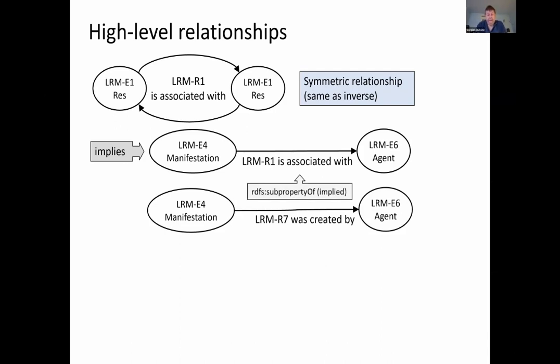The LRM also provides an explicit creation association between manifestation and agent. Again, this is high level, and it is implied that this is a subproperty of the association relationship, but because that is not explicitly declared, neither is this subproperty relationship.